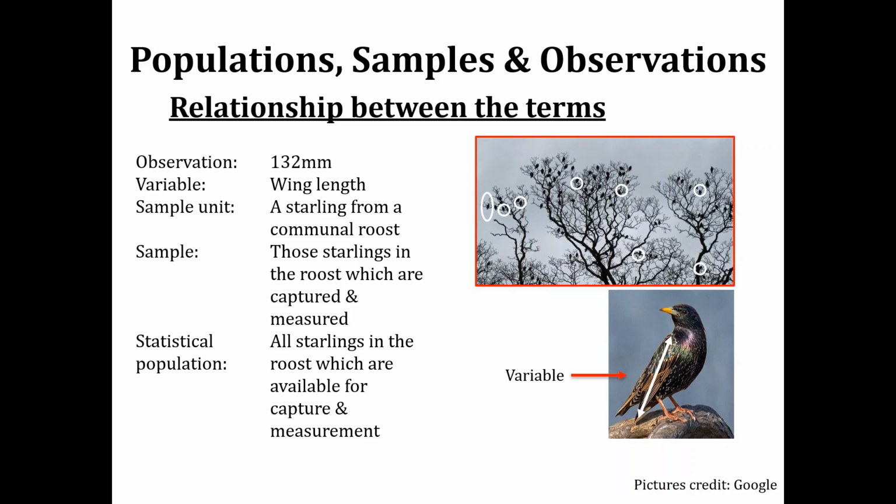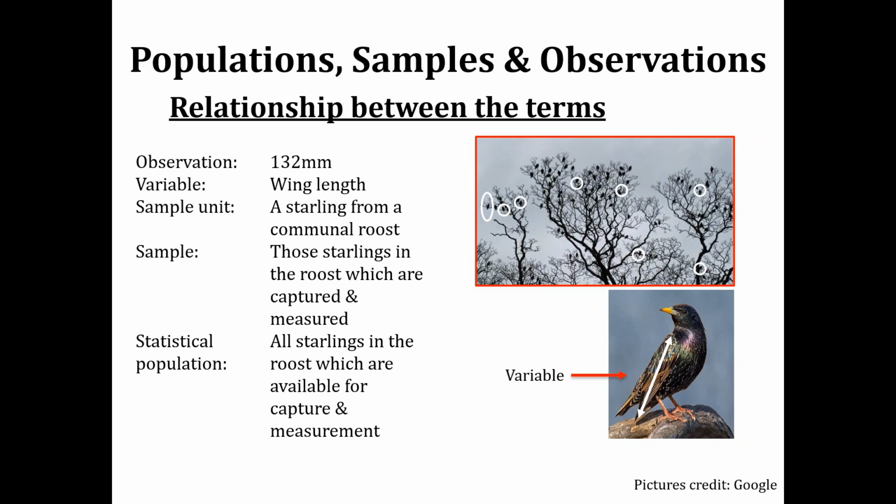And a single observation might be the wing length from a single starling. So if we have taken observations from 10 starlings, then we are going to have 10 observations. And these observations will vary from starling to starling. They could be 132 millimeters, they could be 135 millimeters, they could be 140 millimeters. So each of these birds is going to give us a different observation of the same variable, right?